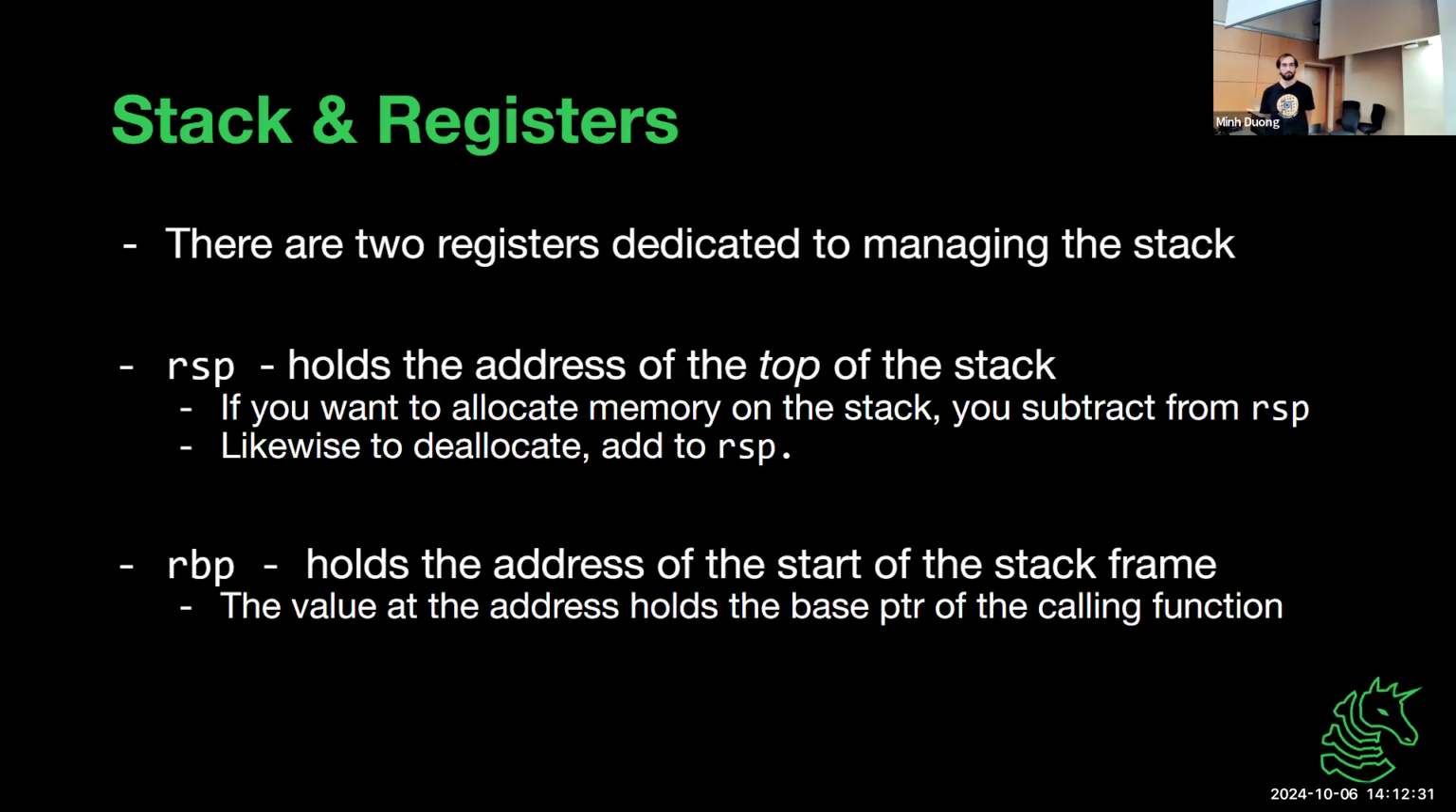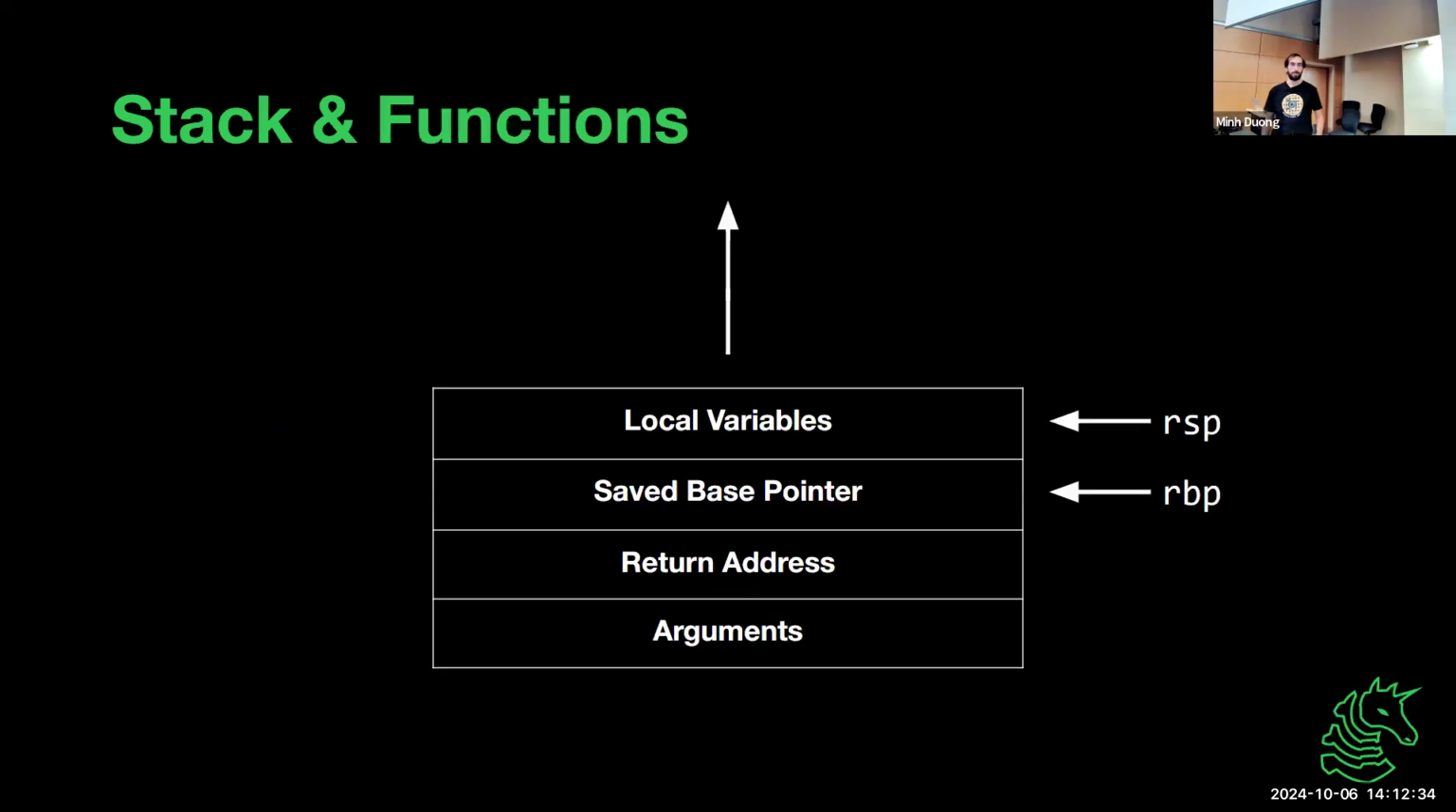And then we can visualize this here. The RSP always points to the top. So if we have any more local variables, RSP is going to go upwards. RBP is underneath that, underneath the local variables. And then we have the return address underneath that, and any arguments that you passed into this function call.